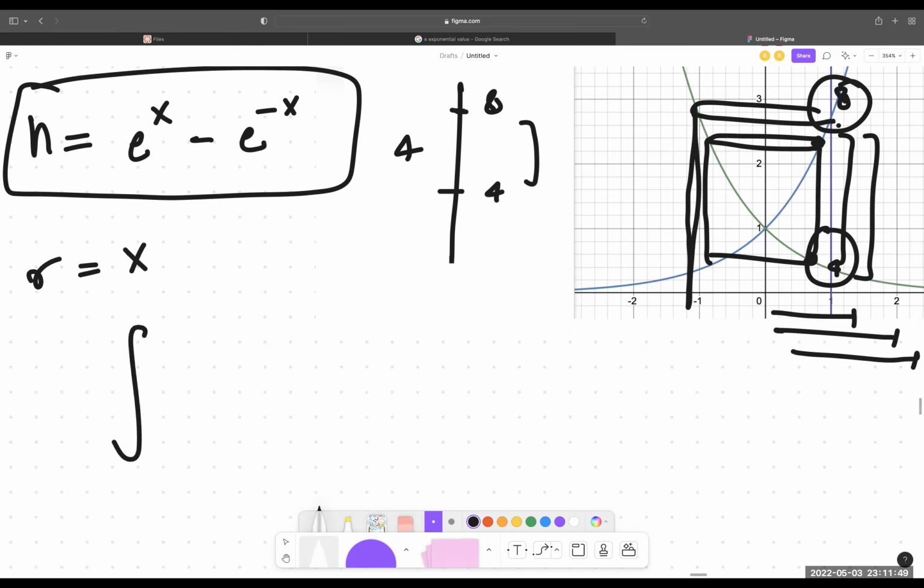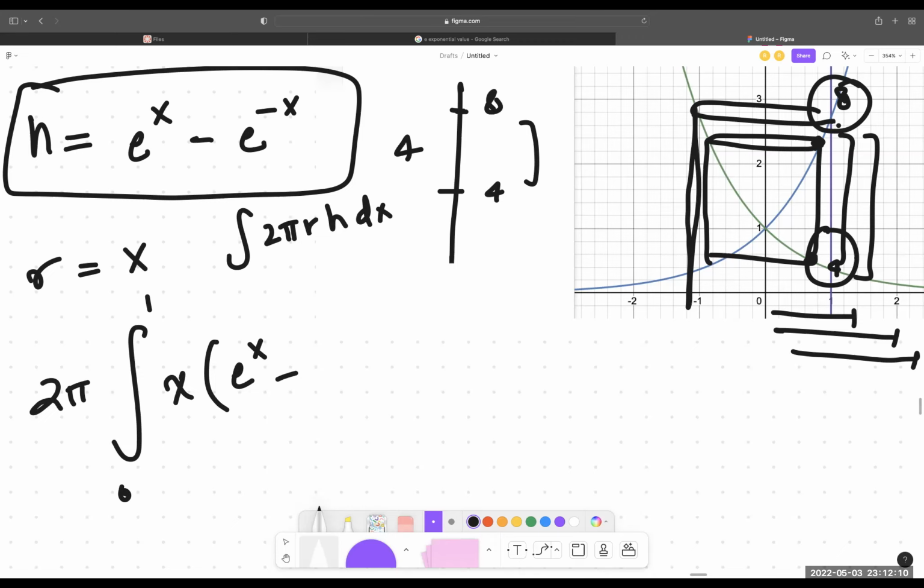So if we set up our integral, we know that for any of these problems, it's 2 pi r h dx for cylindrical shells. We'll take the 2 pi out. We're going from 0 to 1. What's the radius? The radius we said was x, and then we have our height, which is e to the x minus e to the negative x, and then dx.